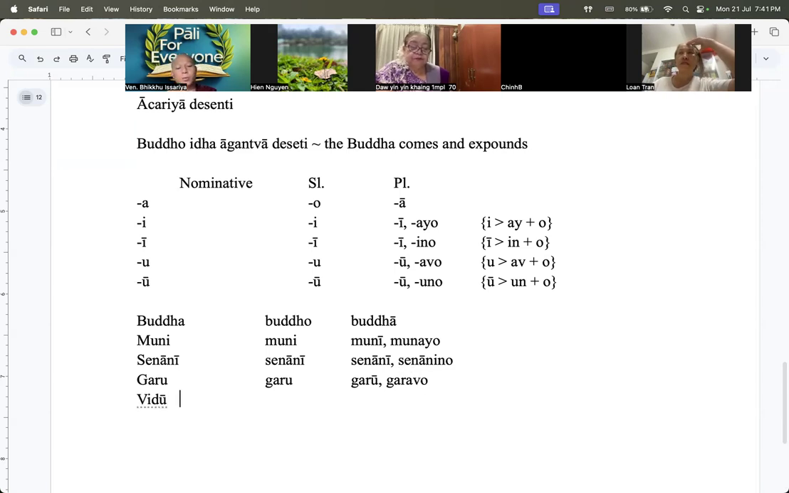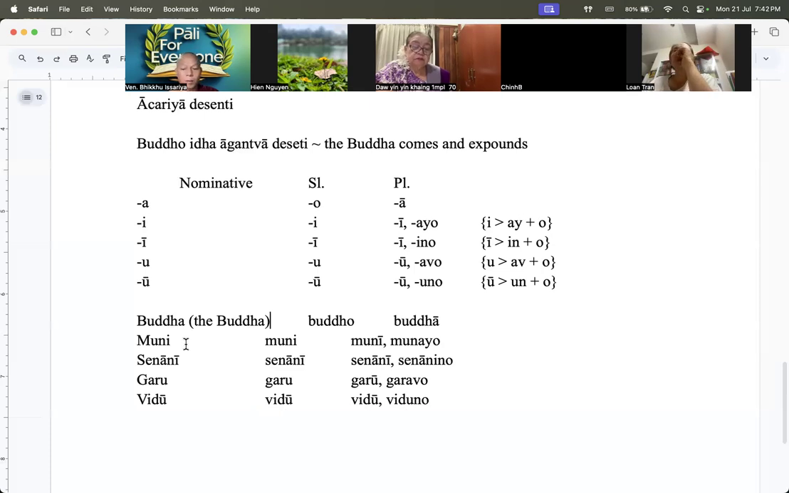And then we do, we do no. Okay, we do no. So Buddha means the Buddha. Muni means the sage.